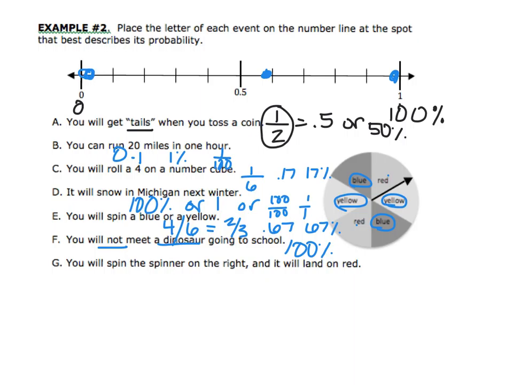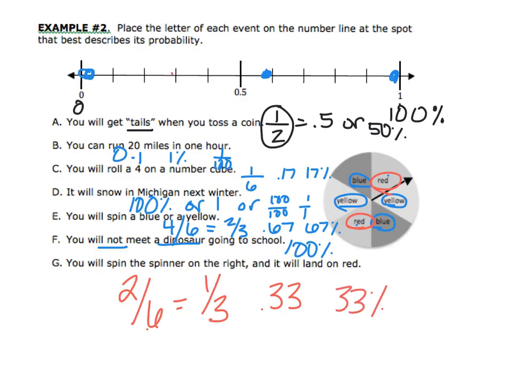And then G, it says you will spin the spinner on the right and it will land on red. Again, the number of times that it lands on red is 2 out of 6 total, which reduces to 1/3, which is 0.3 or 33%. So it lands pretty much right there on the number line.